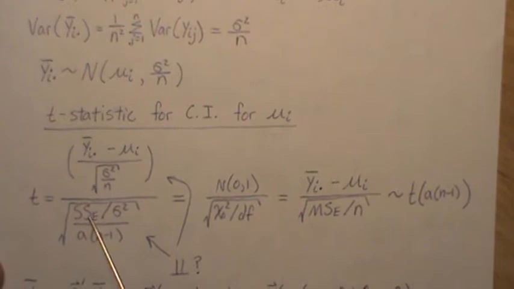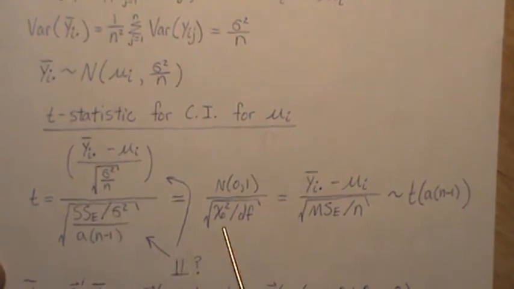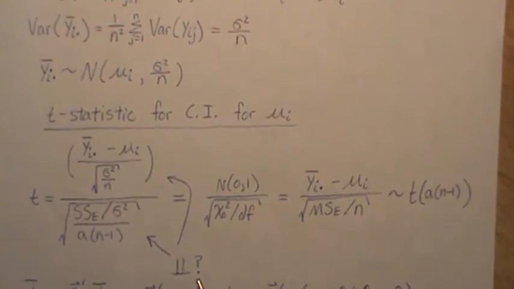And previously we've shown that the sum of squares error divided by sigma squared is a chi-squared distribution with degrees of freedom n minus a. We have to take the square root. And then this is a t distribution if the numerator and denominator are independent. And then this, of course, simplifies to this.